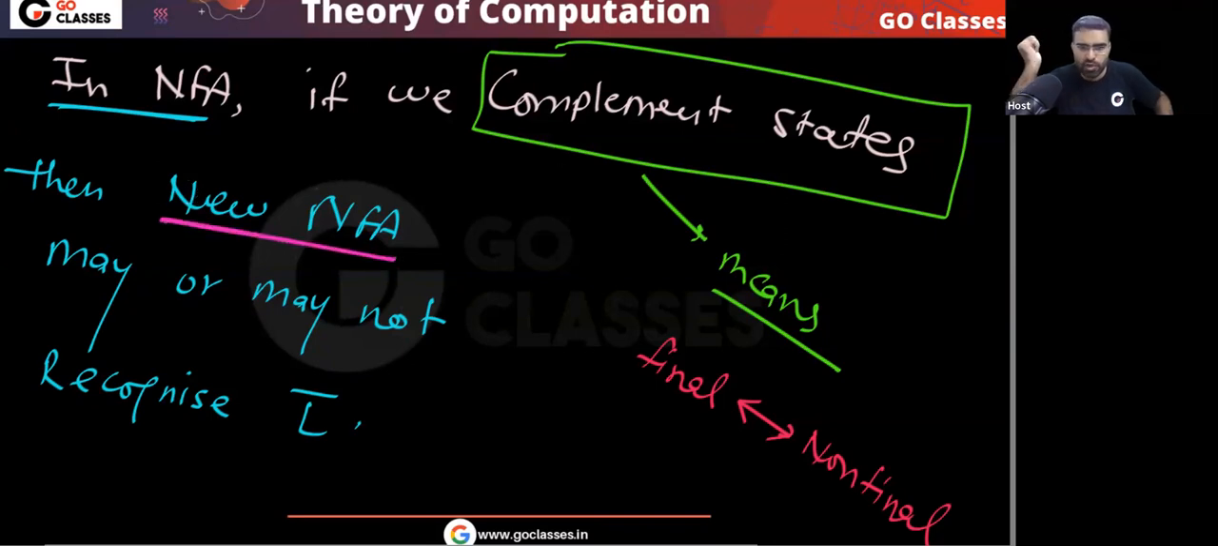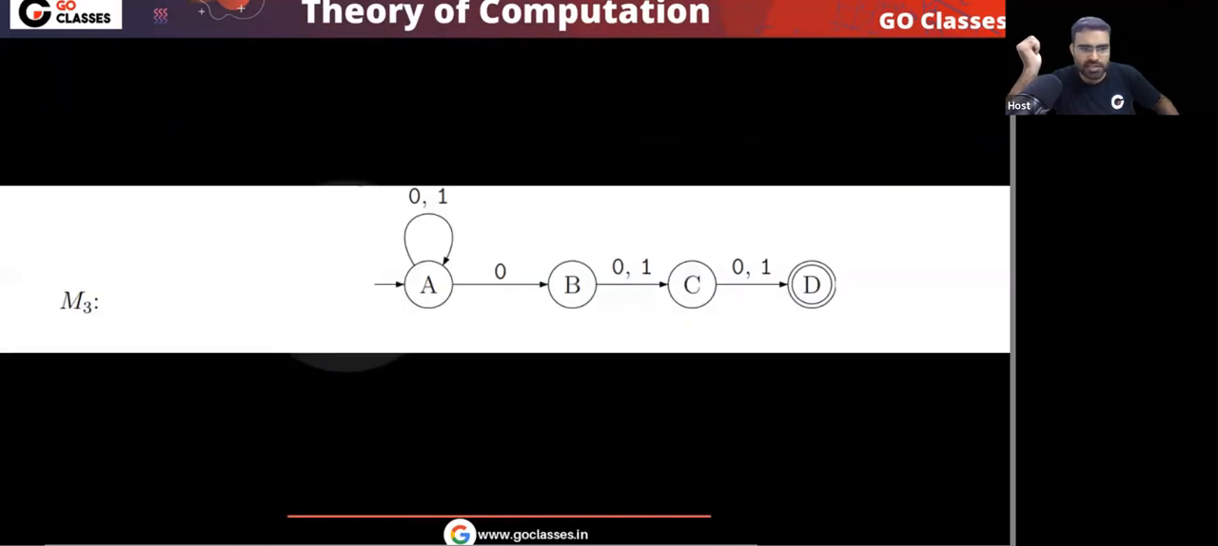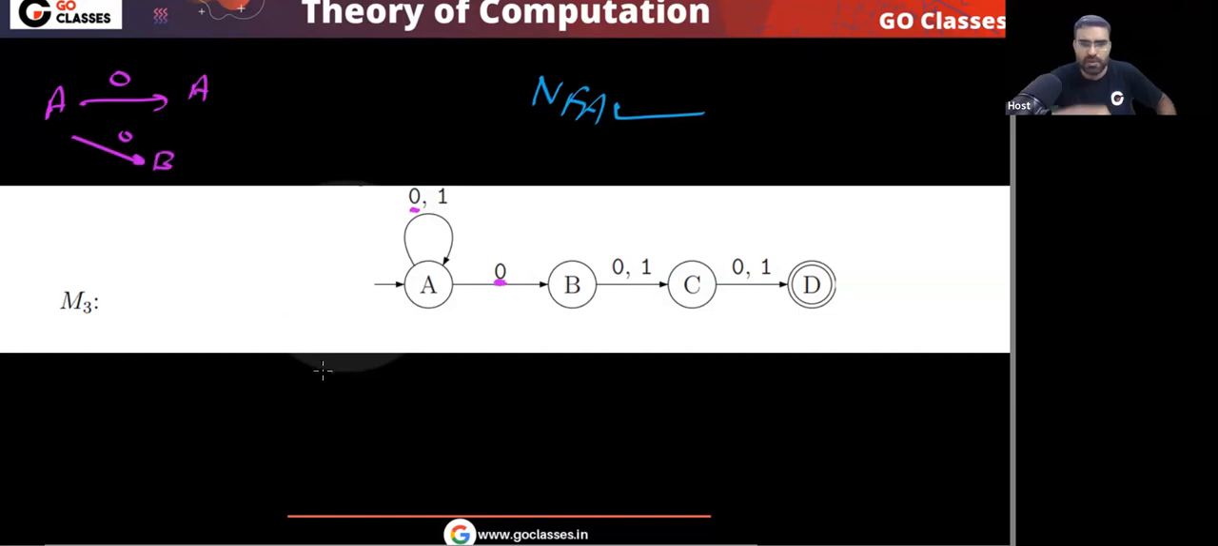Okay, so let me give you a proof. For example, consider this NFA. First of all, you tell me, is this machine a DFA or an NFA? Yes, this is an NFA, because from this state A on 0, you have more than one transition. From state A on 0, you can go to A or you can go to B. Now you tell me, what is the language of this NFA?